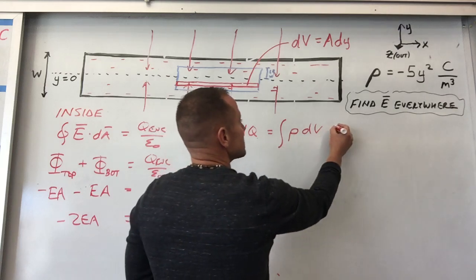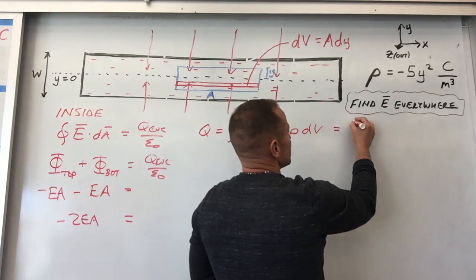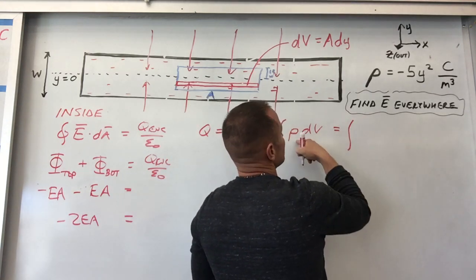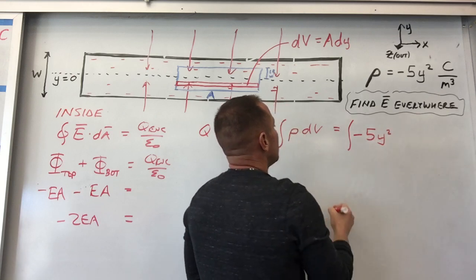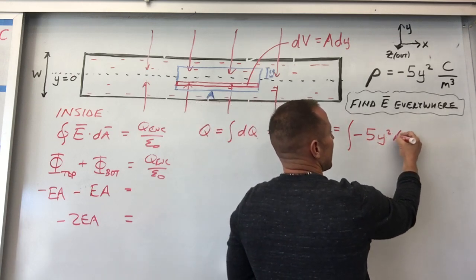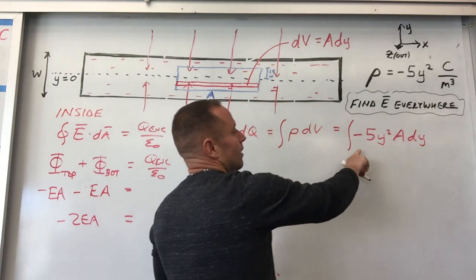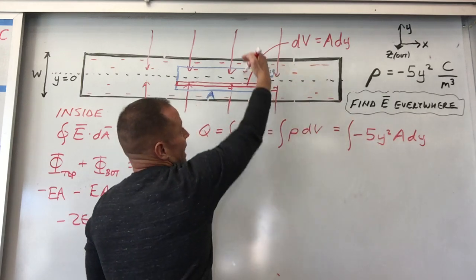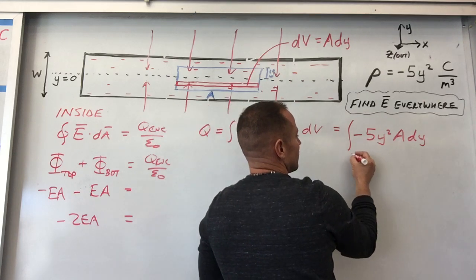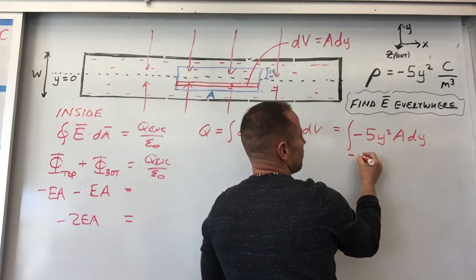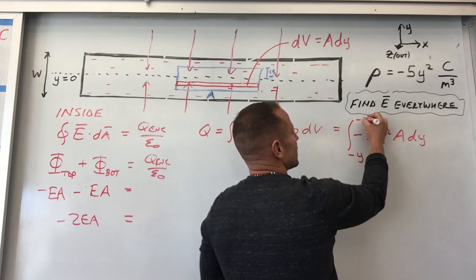Now we can plug this in. We want the total charge inside this slab, so let's plug in first. Rho is minus 5y squared, and the dV is going to be A dy. If we want the whole slab, we go from minus y to y. You could also say 0 to y and double it, but I'll just do it this way for the moment. Minus y to y.